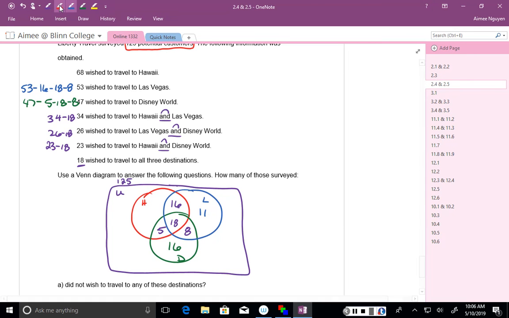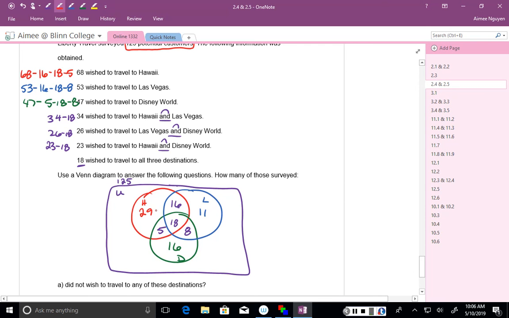And then in my red circle, people going to Hawaii. A total of 68 people wanted to go. I'm going to get rid of all of the other numbers in red, so 16, 18, and 5. And that leaves me 29 people who only wanted to go to Hawaii.